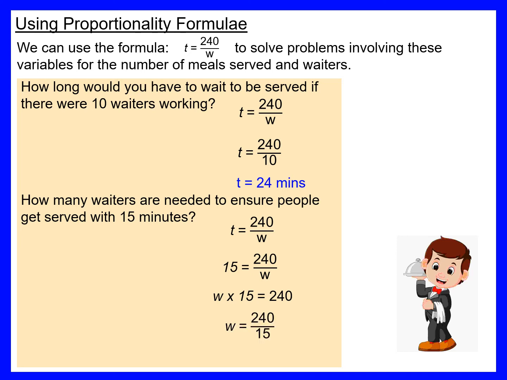So we've had to do 2 steps there with that one. Remember, you can't move the top of a fraction, okay? So you have to do it in 2 steps. So the number of waiters is 240 divided by 15. So we would need 16 waiters to ensure the guests don't wait more than 15 minutes. Make sure you're happy with those before you move on.